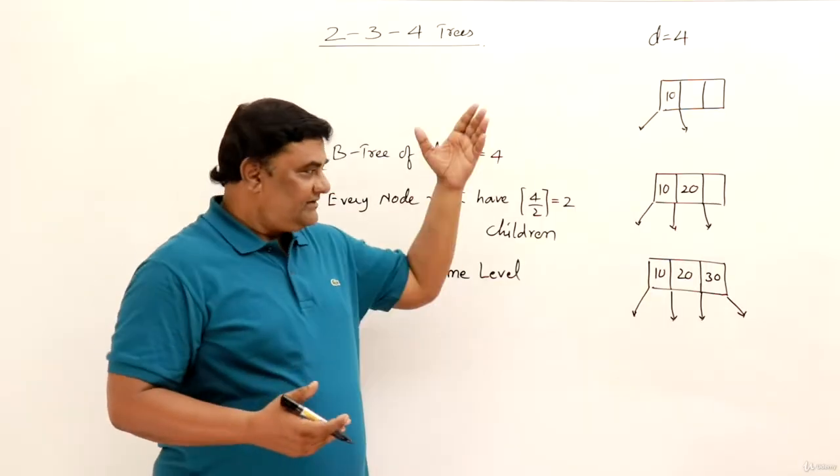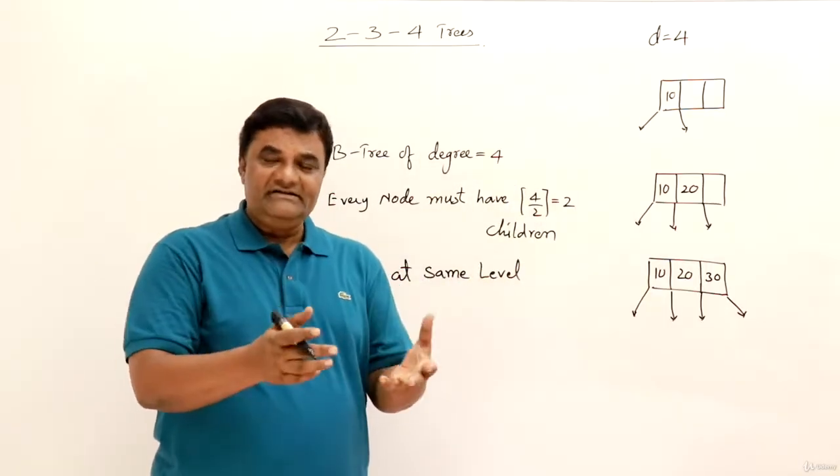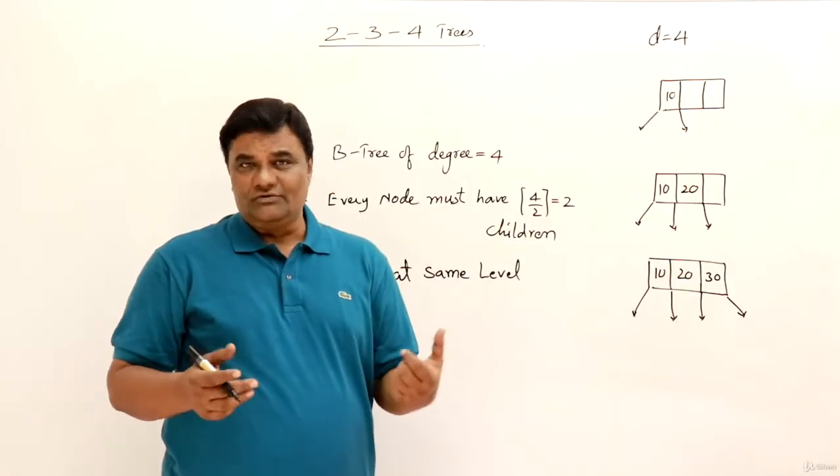Now how to create a B tree? We have already seen it in 2, 3 trees, and deletion also I told you.